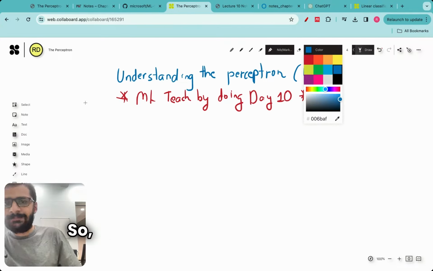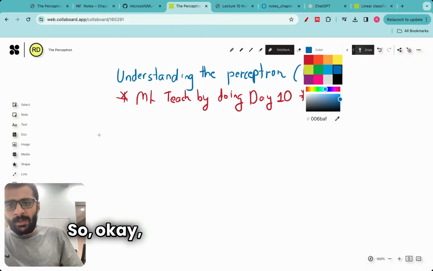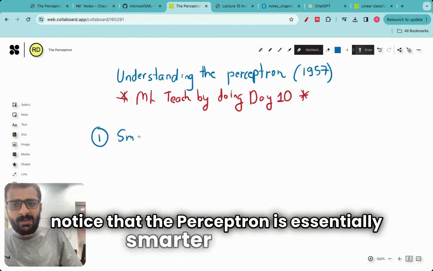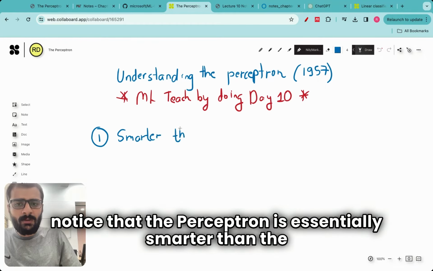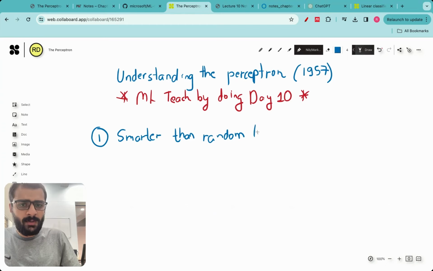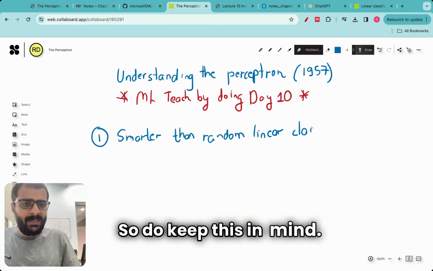So, okay, first of all, the first thing to note is that the perceptron is essentially smarter than the random linear classifier, which we looked at before. So do keep this in mind.